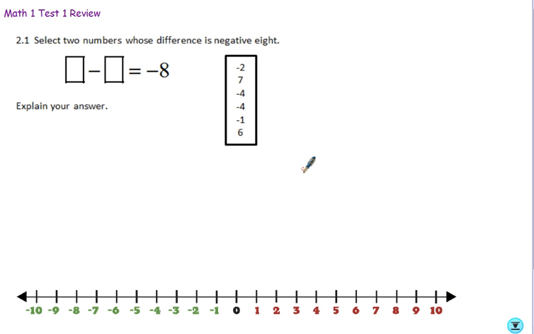Number 2 is a similar problem to the first one. The only difference here is that we'll notice a difference in the wording. And it is that word difference, right? So difference means to subtract. So you'll notice that in between our two boxes here, there's a minus sign.